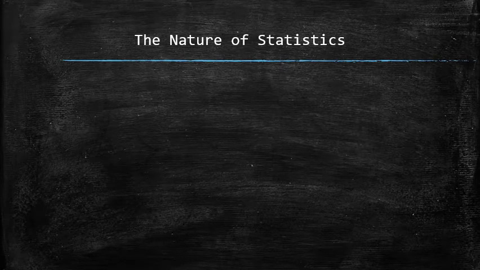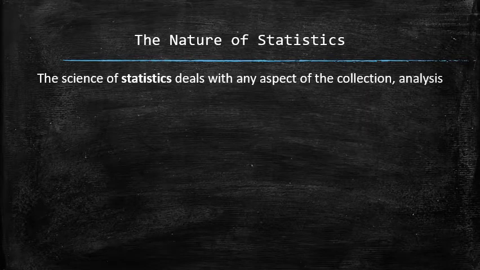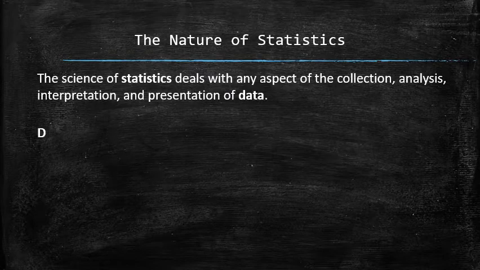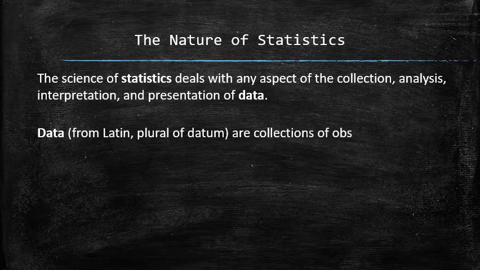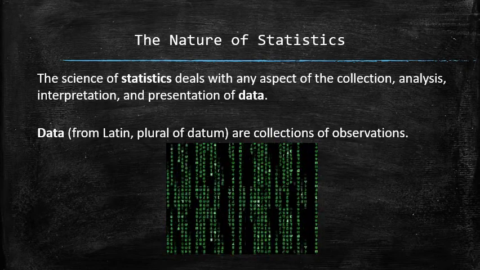What is the subject of interest in statistics, and what should one expect to learn in an introductory statistics course? The science of statistics deals with any aspect of the collection, analysis, interpretation, and presentation of data. But what is data exactly? Data, plural of datum, are collections of observations. Why doesn't anyone know nor use the word datum? Because anywhere you look, you are bombarded with data. In the world we live in now, there is a great need for being able to properly handle data.